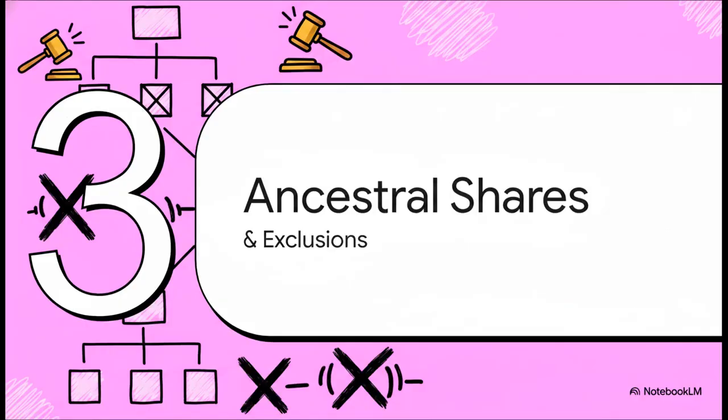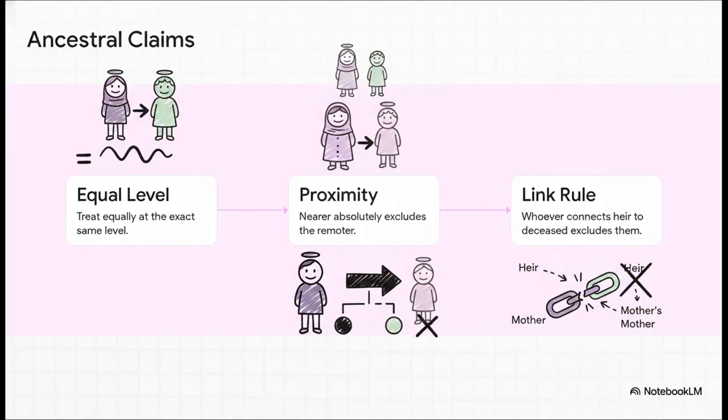Let's step outward on the family tree to Section 3, Ancestral Shares and Exclusions. To resolve any ancestral claims, you're going to run this 3-step hierarchy test derived directly from the source notes. Step 1 is the equal level rule. If you have maternal and paternal grandmothers sitting at the exact same level, you just treat them equally. Step 2 is the proximity rule.